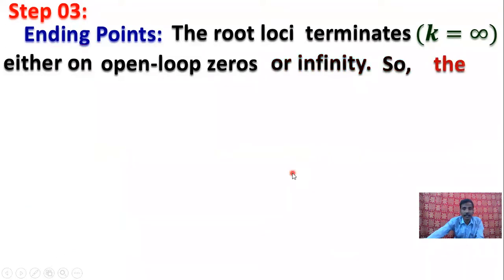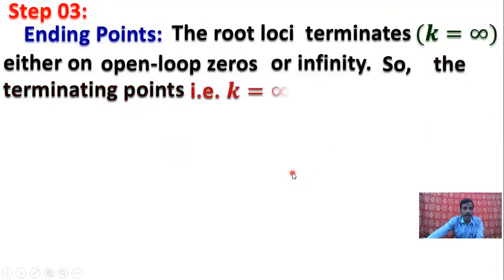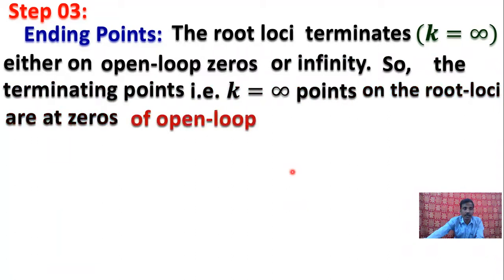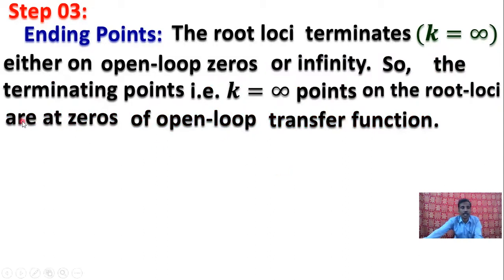So the terminating points, that is K equals infinity points on the root loci, are at the zeros of the open loop transfer function. Zeros of the open loop transfer function are the ending points.